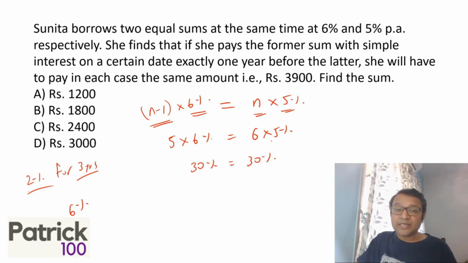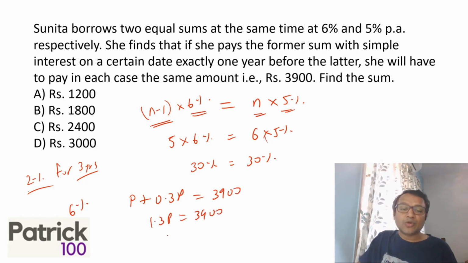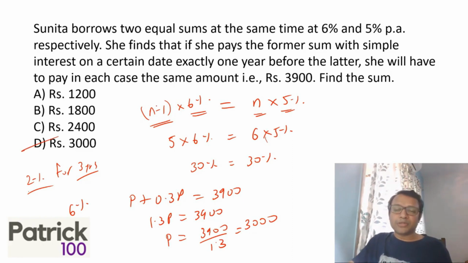So if we're getting 30% interest in each case, right? So principal plus 0.3p interest should give you 3,900. 1.3p should be 3,900. So automatically p will be 3,900 upon 1.3. You can make out it will be 3,000 will be the principal. D option. Options are 5 and approximated also.